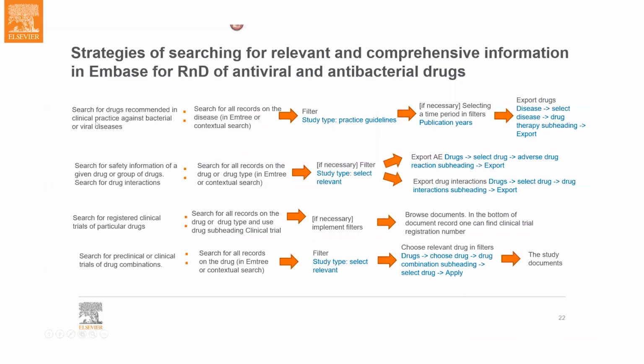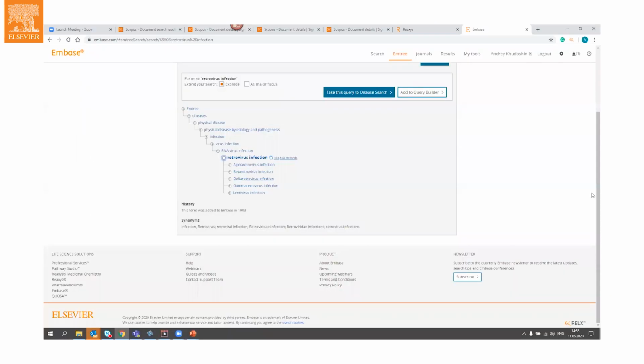So it's one approach, it's one strategy. The second approach, if you search for safety information of some drugs or even a group of drugs, you can search all records related to these drugs or drug type, both from Embase, Emtree, or context search. After that, you can use a study type filter or skip it. And after this, you can get all adverse drug reactions from triple indexing, or even find information about drug interactions. So how does it look?